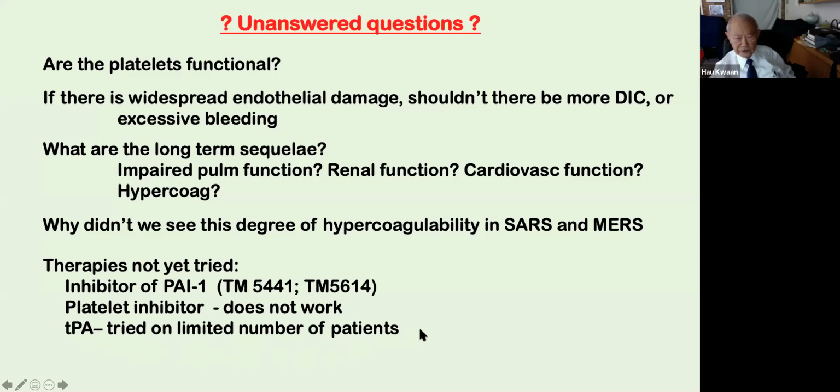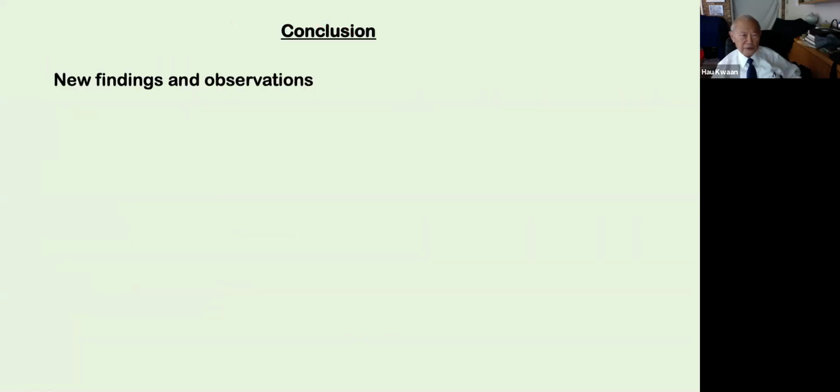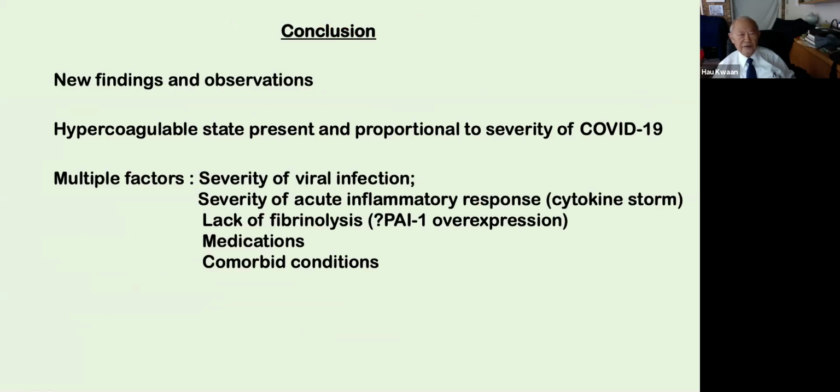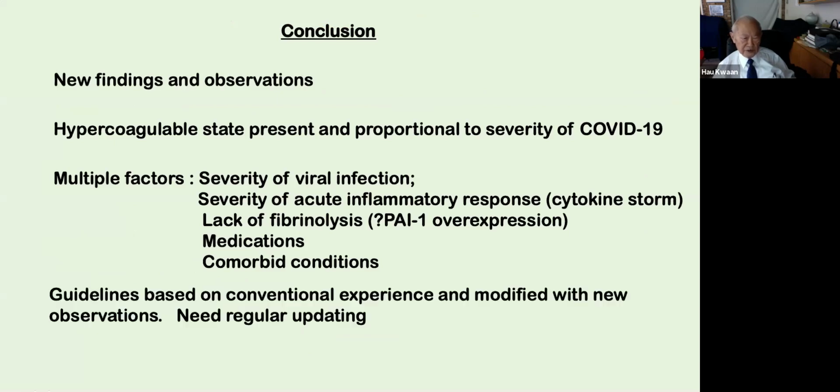And we don't have urokinase to use because, again, the drug manufacturer of urokinase stopped making it a few years back. And you must have other unanswered questions. So in conclusion, we're dealing with new findings and new observations. We are seeing a hypercoagulable state, and that is proportional to the severity of the disease. There are multiple factors: severity of the disease, severity of acute inflammation, the lack of fibrinolysis, medications, and comorbid conditions.